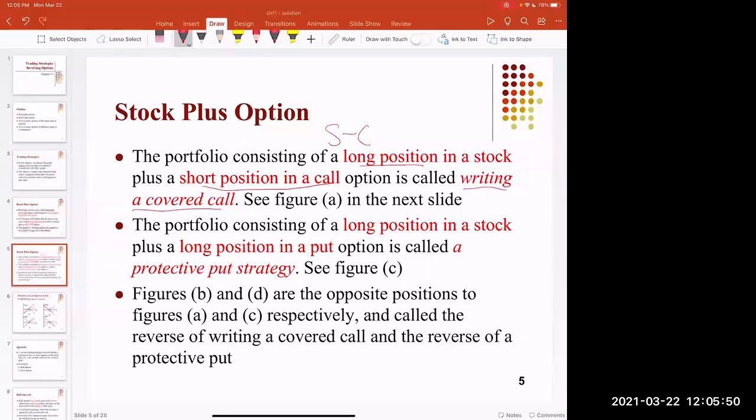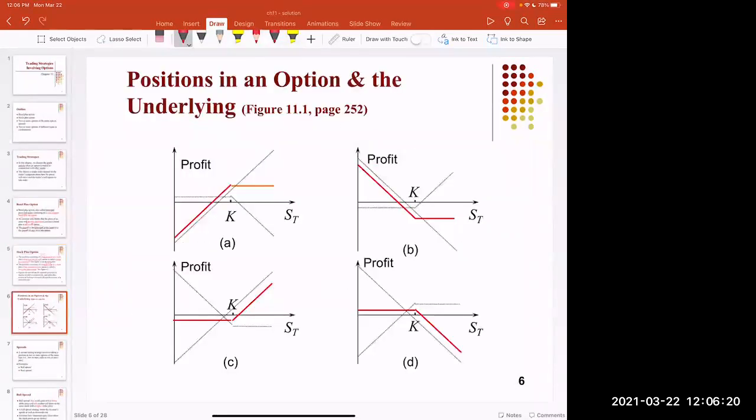This is one strategy. The other strategy is a long position in the stock and a long position in the put, S plus P. This is called the protective put strategy. So this is just 2 examples of the stock plus option strategy. The figures you can see in the next slides.